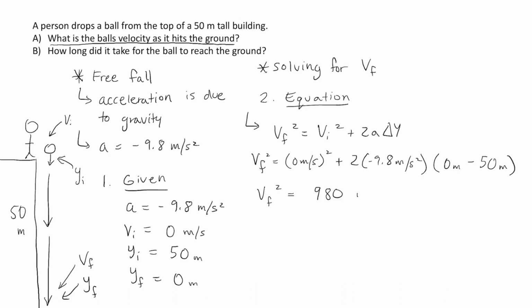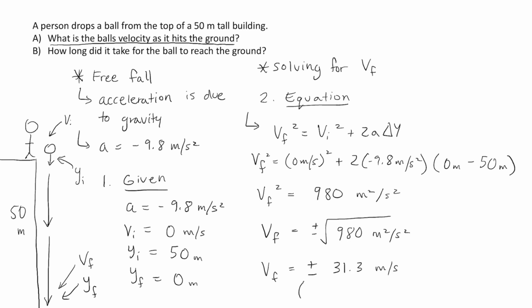And now notice, in order to solve for Vf, we have to take a square root. And the answer to a square root can be either positive or negative. So we have to decide what is the correct sign of our final velocity. Well, the ball is falling down, and vectors that are pointing down are negative. So our velocity vector is negative, and that means the final answer should be Vf is equal to negative 31.3 meters per second.